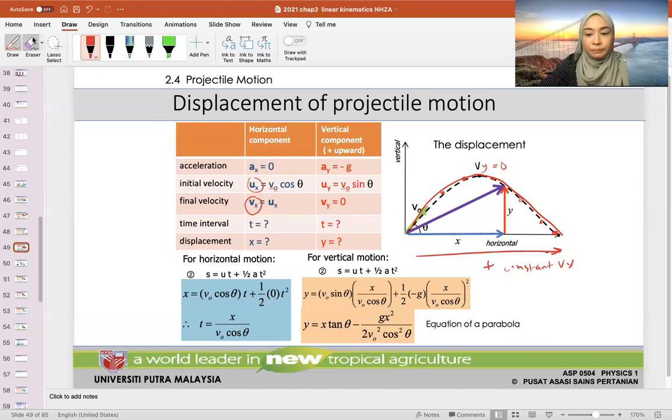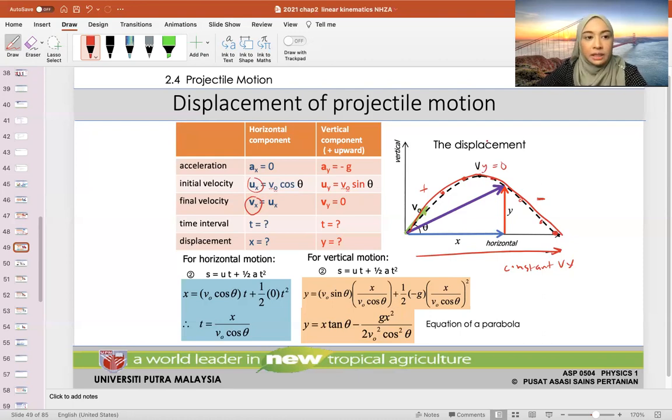Constant Vx. There's no change in signs and we know that the magnitude doesn't change too. Constant V to the right. Whereas for Vy, it goes up and then it goes down. So you have the positive component here and the negative component here. Positive, positive, positive, and then stop, turun, negative, negative, negative.